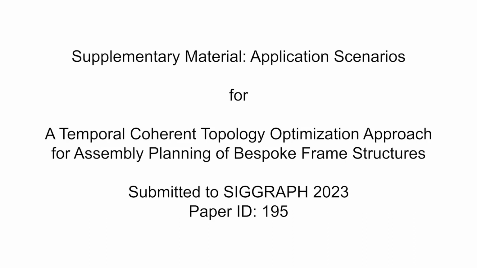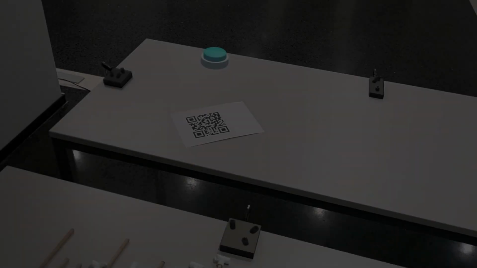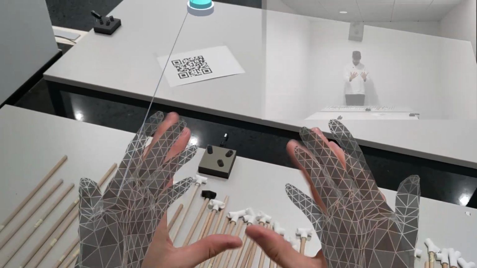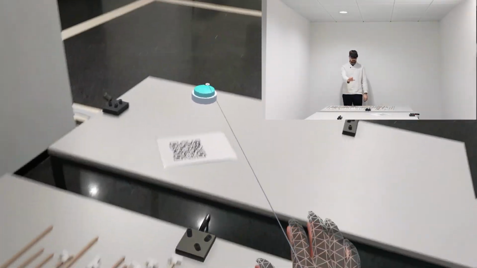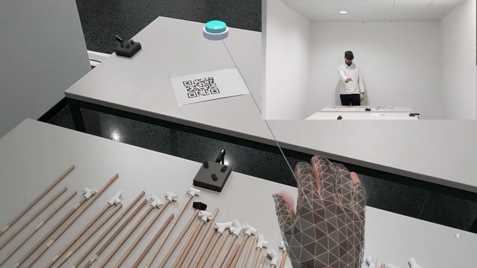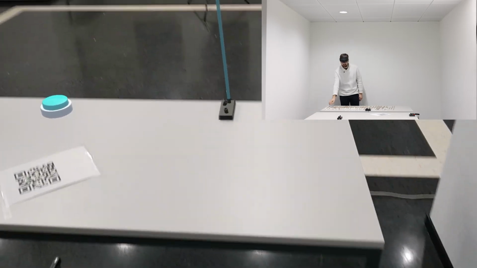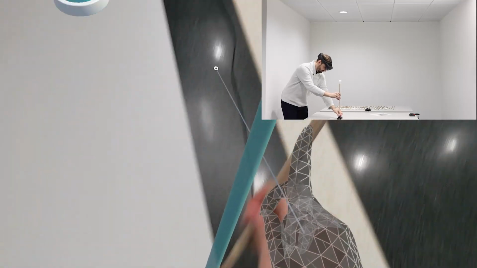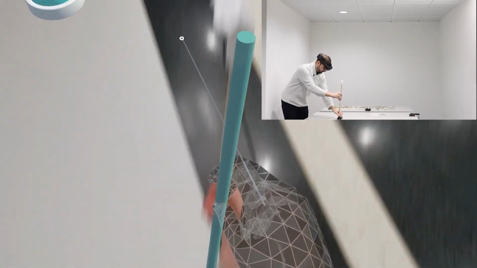In this supplementary video we demonstrate two application scenarios for the sequences generated by our optimization method. We first show how the stable assembly sequences are helpful in AR-assisted assembly. Our application runs on a Microsoft HoloLens 2 mixed reality headset, which allows the user to visualize the assembly sequence in mixed reality, while having the hands free for the actual assembly process.